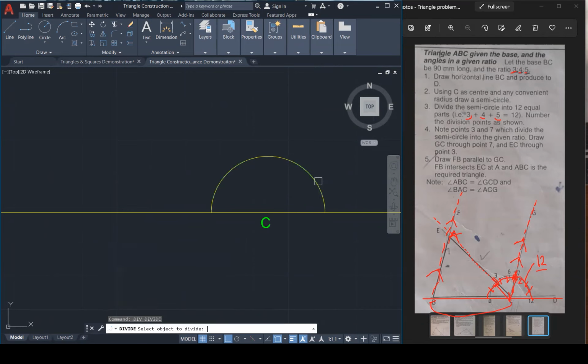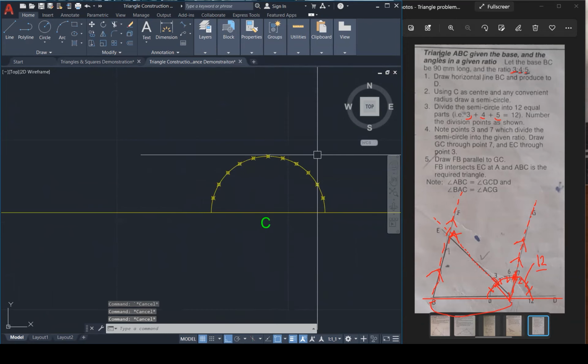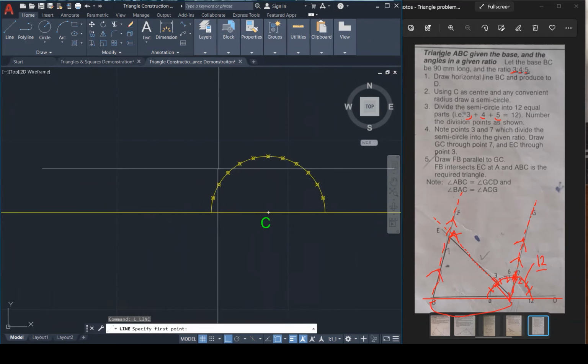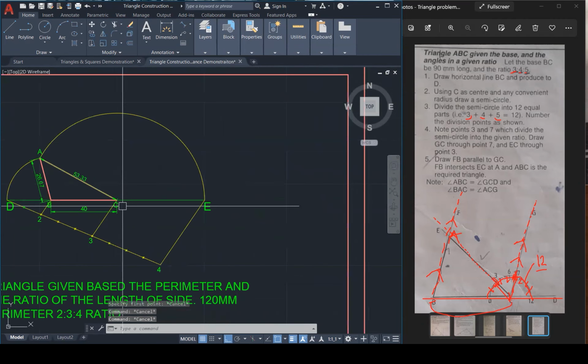That's what I want. And now I'm going to divide this into 12. So DIV, and then they ask me how many, enter the number of segments. I'm going to type in 12. And why am I not saying anything? Because I remember turning off my points. So I'm going to put my points at about 2. That looks pretty cool. And now I'm going to identify the points that I need. So I am going to grab this number here.